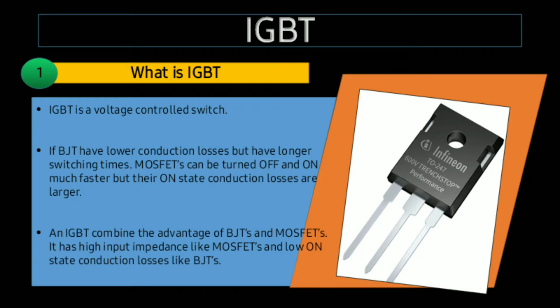IGBT is a voltage controlled switch. BJTs have lower conduction losses but longer switching times, and MOSFETs can be turned off and on much faster but their on-state conduction losses are larger. The IGBT combines the advantages of MOSFETs and BJTs. It has a high input impedance like MOSFETs and low on-state conduction losses like BJTs.